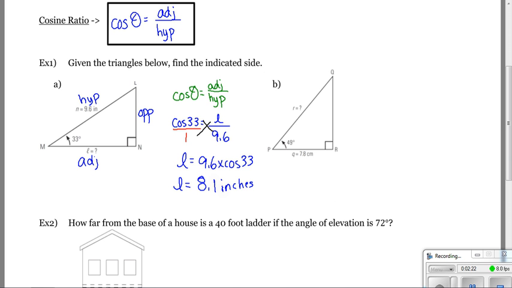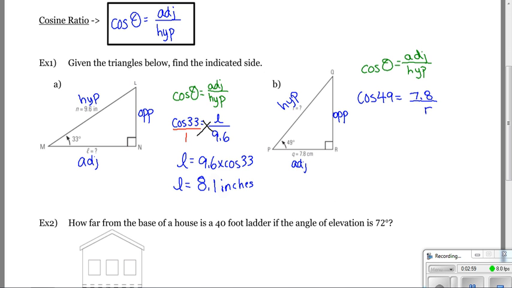Alright. Now let's do the second triangle. Let us label the triangle for that one. So we have hypotenuse is R, and we're trying to figure that out because there's a question mark there. Adjacent's beside the 49, and the right-hand side is opposite. So set it up again. Cos theta equal to adjacent over hypotenuse. Our theta is 49 degrees, so let's go cos 49 equal to adjacent, which is 7.8, over R.